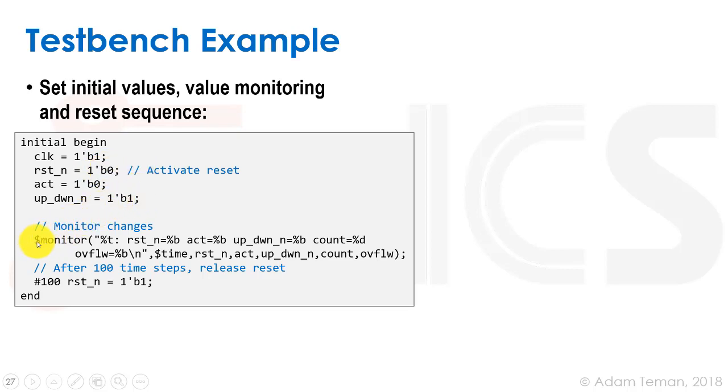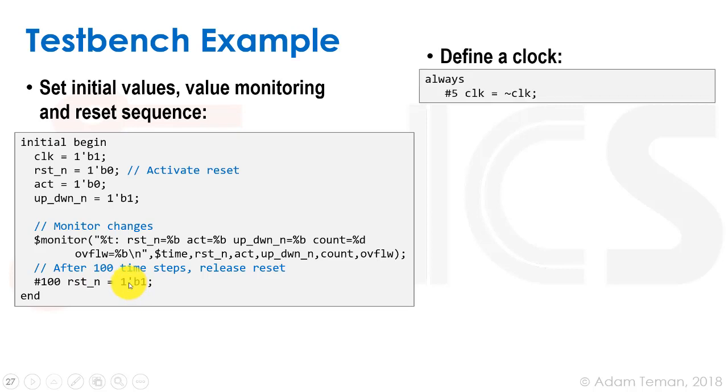Okay, and we'll put some system tasks. We'll monitor the different signals here, and we'll have them print out on screen. And then we'll have a delay. Remember this, this is a delay, so we'll delay 100 time units, and after 100 time units, we'll release our reset by raising it to 1. We have to define a clock, so we saw that's pretty easy. We'll just do always every 5 time units, clock gets negative clock.